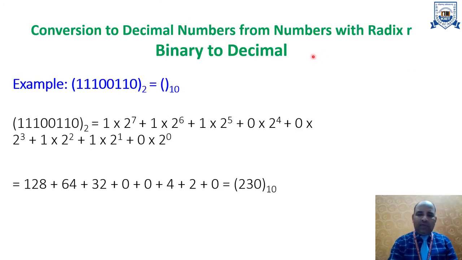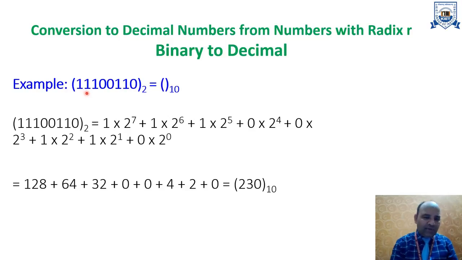Let us say we are having a number in radix r. Then the problem is how we can convert a number in radix r to the decimal number. That is why the topic of this time's concern is conversion to decimal number from numbers with radix r. So let us start with the very first example, how we can convert a number given in binary to the decimal. Again we are taking a very good example for understanding this conversion.